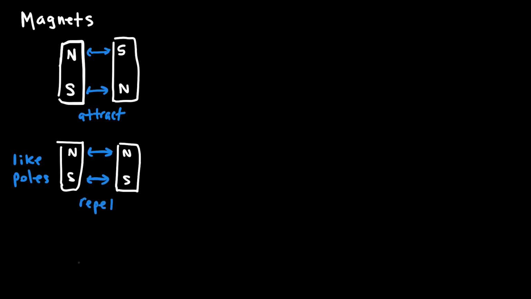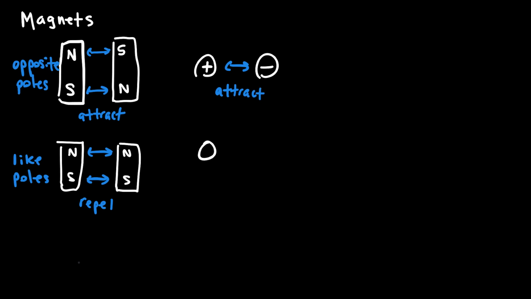And up above, when we had opposite poles, we know that they attract. This is very similar to what we found when we studied charges. If I have two opposite charges, a positive charge and a negative charge, we know that those two charges will attract one another. And if I have two like charges, whether it be positive and positive or negative and negative, when I bring these charges next to one another, they will repel.